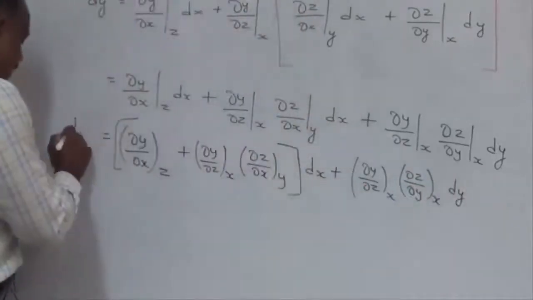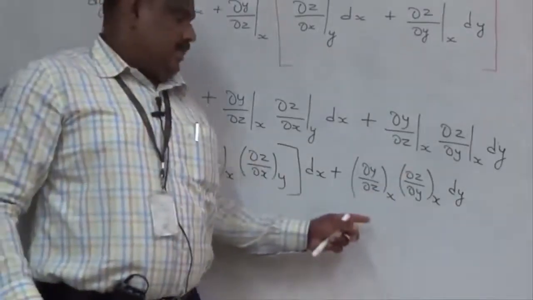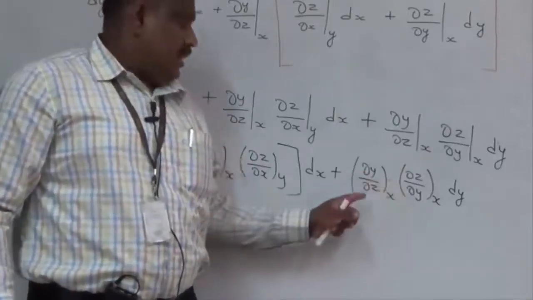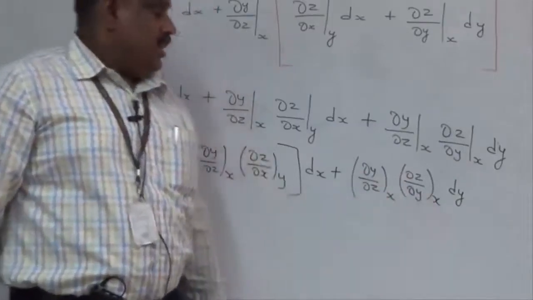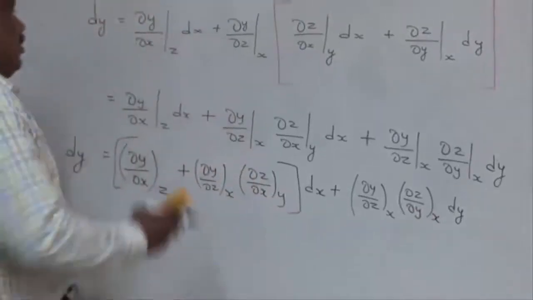The left hand side is still dy. What will be the value of this term? The value of this term will become 1 because ∂y gets cancelled and ∂z cancels, because both are having the same suffix x. So this term will become 1 into dy. So the resultant value will be dy alone.